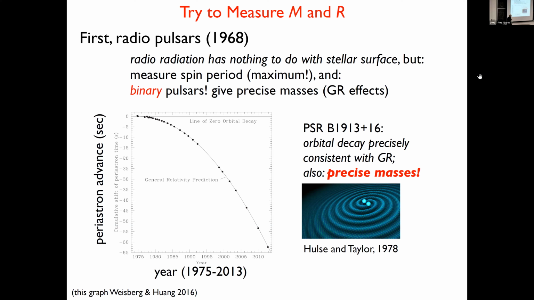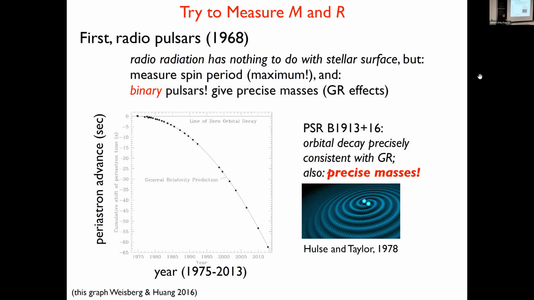The reason this might be really interesting is that if you find the fastest spinning neutron star, it might tell you something about the limit to the compactness of a star, right? At some point, a star of a given mass and radius, if you spin it too fast, it will fly apart.